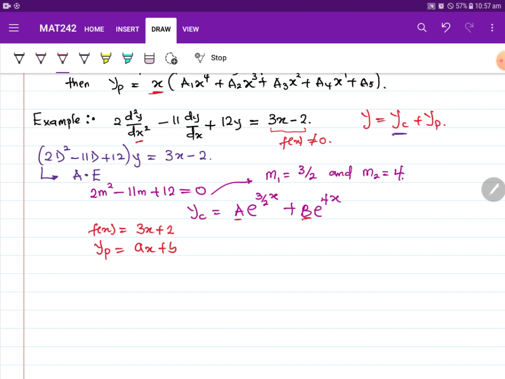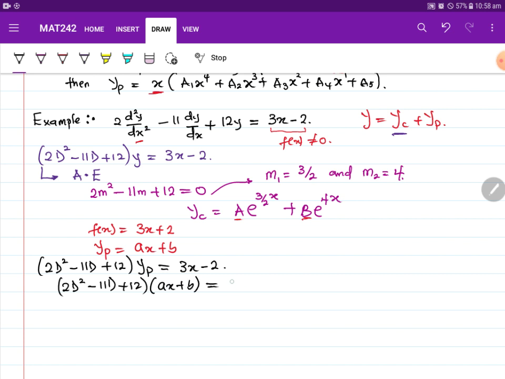Then if this is yp, my D operator, 2D squared minus 11D plus 12, acting on yp, is equal to 3x minus 2. Which is the same thing as 2D squared minus 11D plus 12. What is yp? That's ax plus b, equal to 3x minus 2.